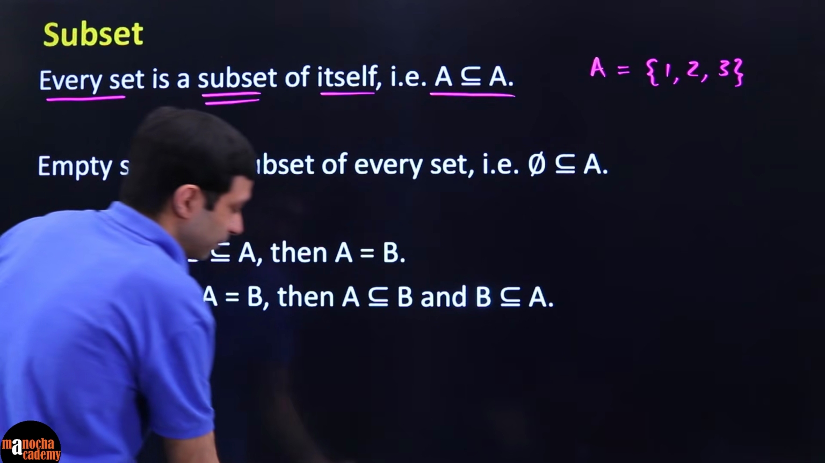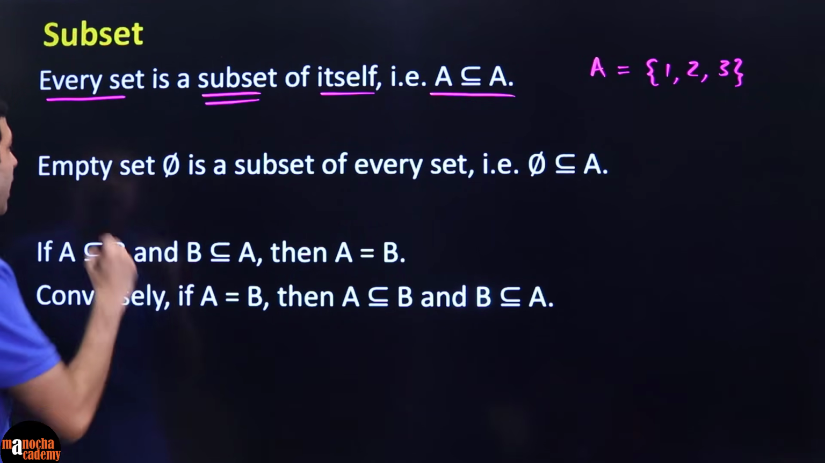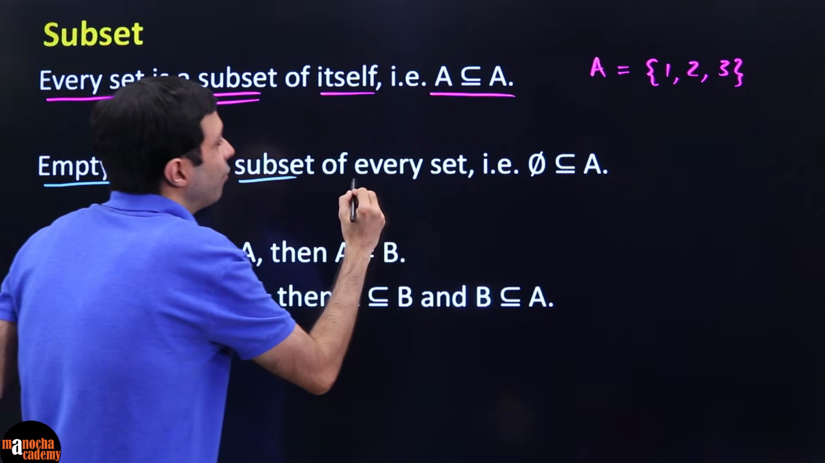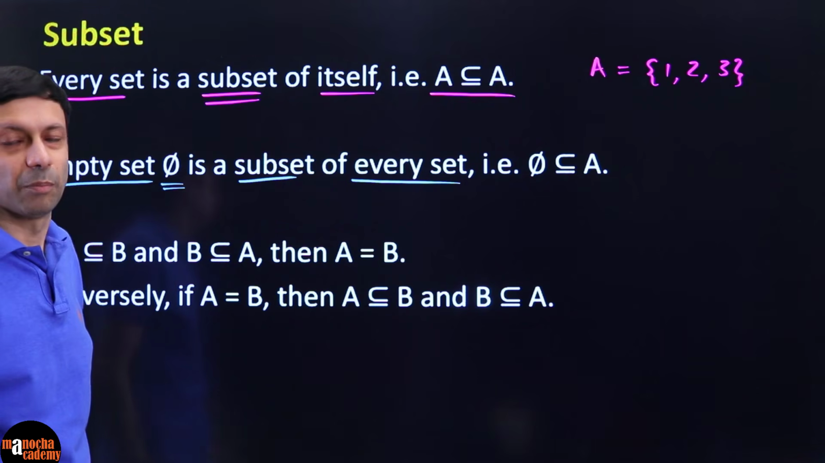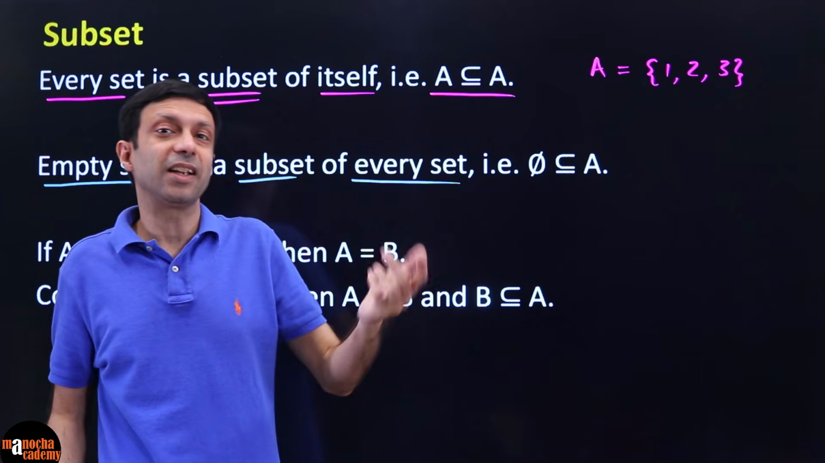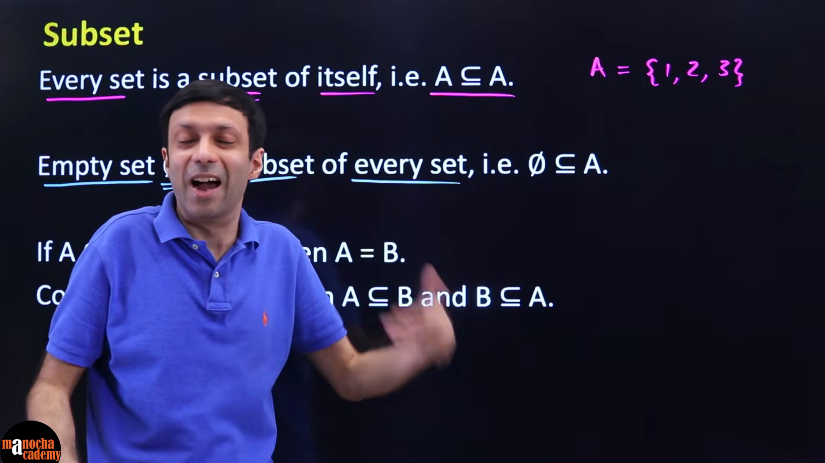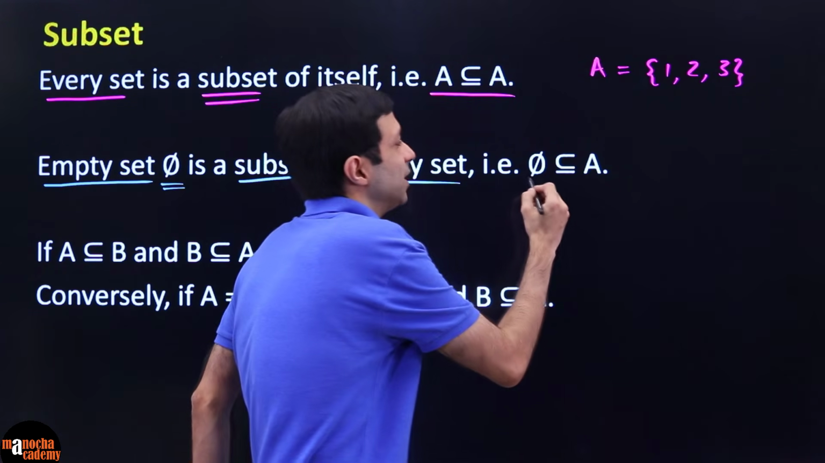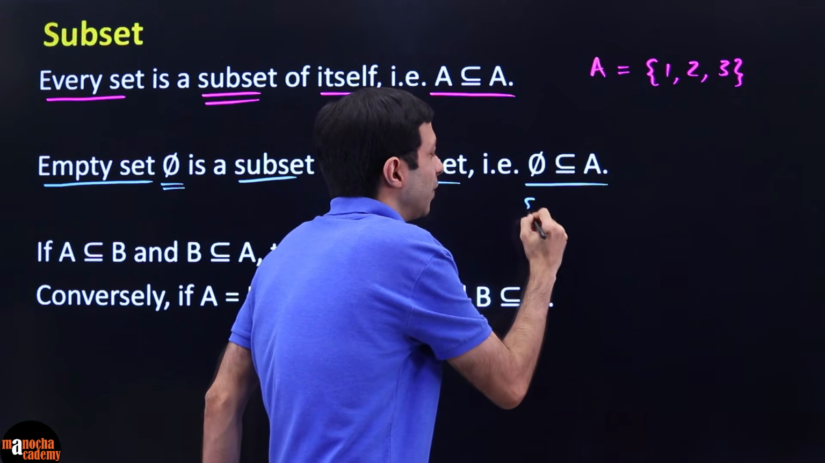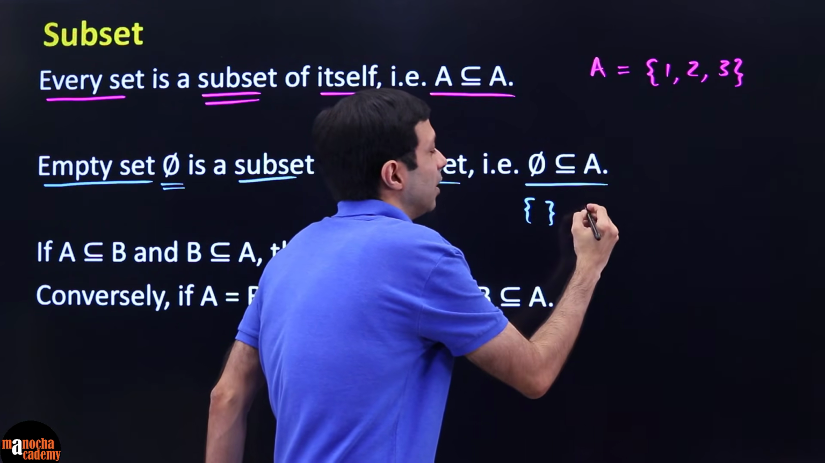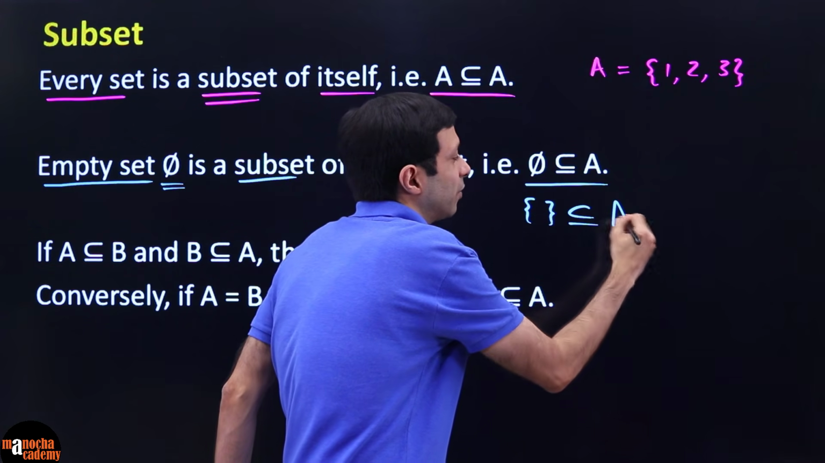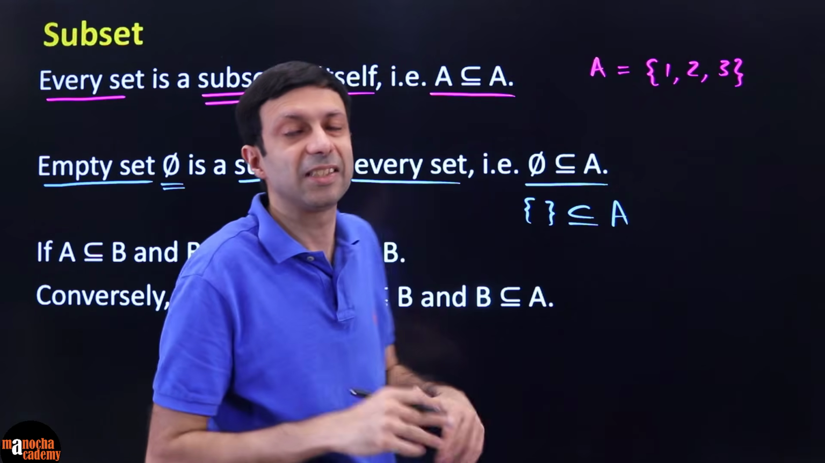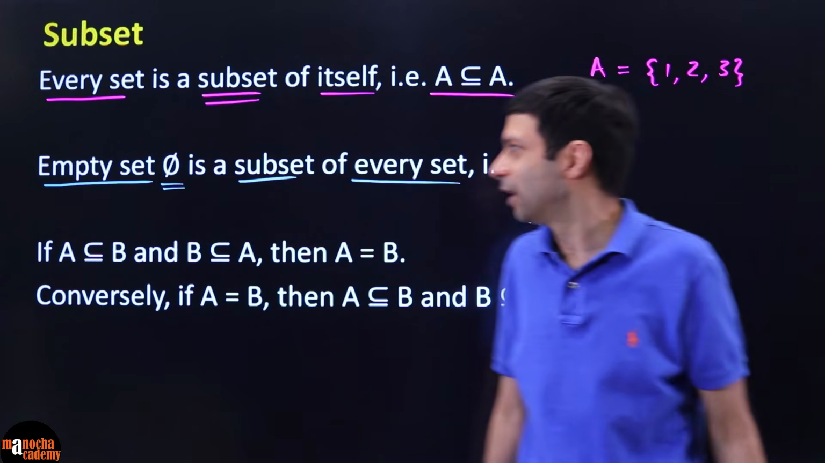Another interesting thing is the empty set, the null set, is basically a subset of every set, because null means nothing. So every set can say, hey, I contain all these things and nothing. So basically you can say null is a subset of A, or we can also represent null with empty curly brackets, is a subset of any set, A, B, whatever you call it. So this is another important thing. Empty set is a subset of any set that you're considering.